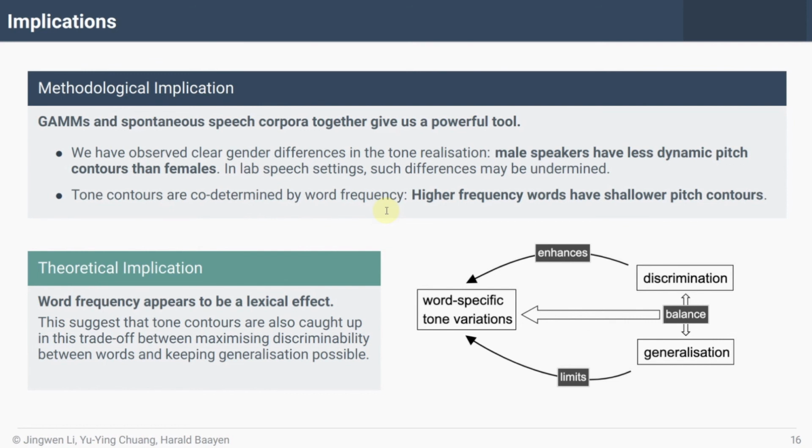We also found that word frequency appears to be a lexical effect. This suggests that tone contours are also caught up in this trade-off between maximizing discriminability and at the same time keeping generalization still possible. And the word-specific tone variations that we see could be a result of such an equilibrium.